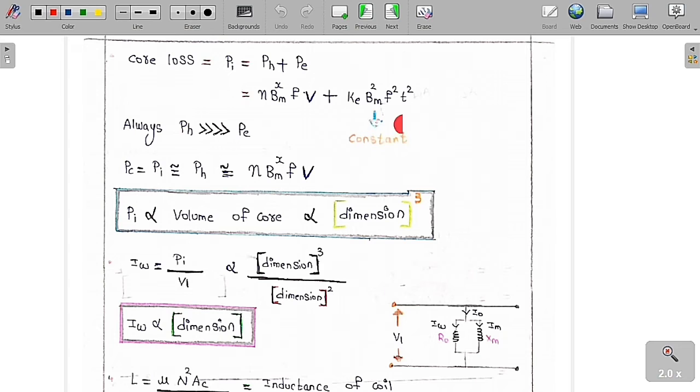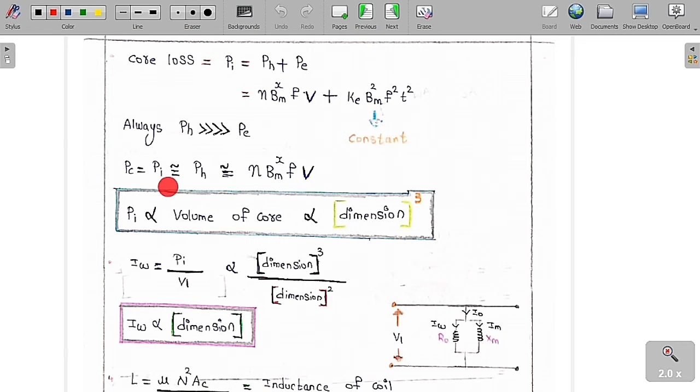This eddy current loss is almost constant. Hysteresis loss is always greater than the eddy current loss, so we can assume that the core loss, or the iron loss, is nearly equal to the hysteresis loss, which is nearly equal to eta into Bm to the power of x into frequency into volume of the core.